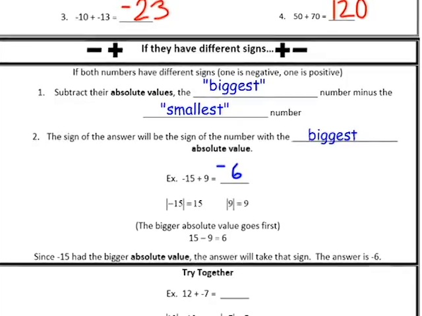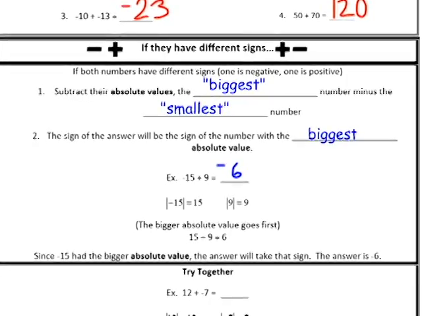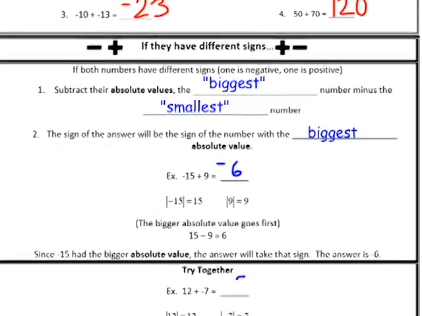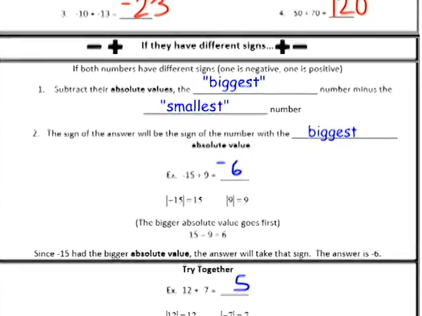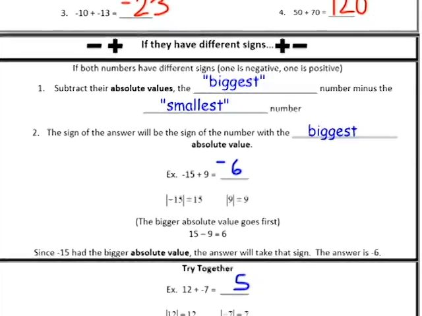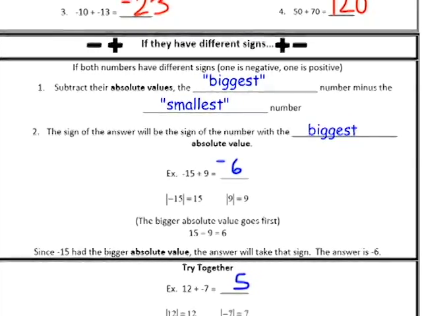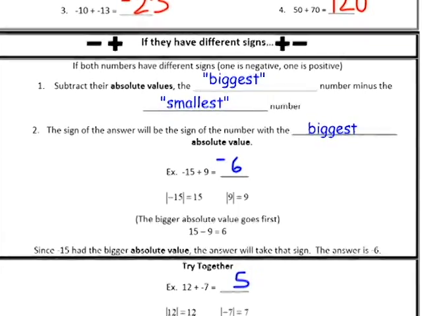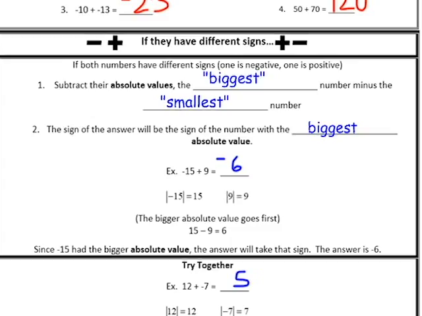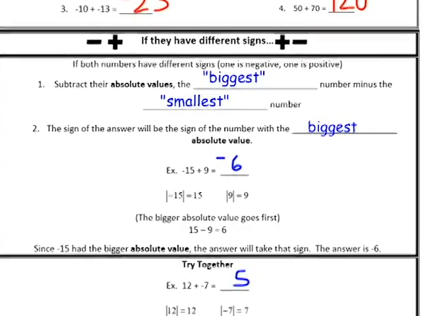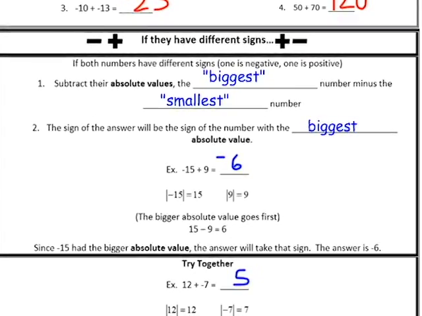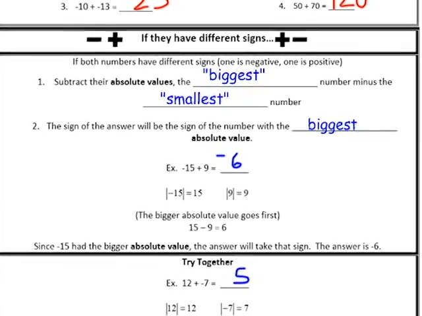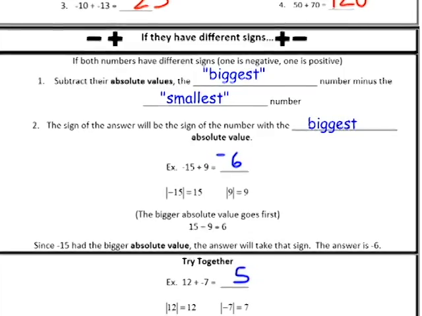12 plus negative 7. Take their absolute values, subtract the bigger absolute value minus the smaller. 12 minus 7, so the digit is 5. We have to give it a sign to give it a value. The bigger absolute value was 12. 12 was positive, my answer is positive. Adding and subtracting negatives, not easy. Despite it seeming very easy. On your own, try 1, 2, 3, and 4.